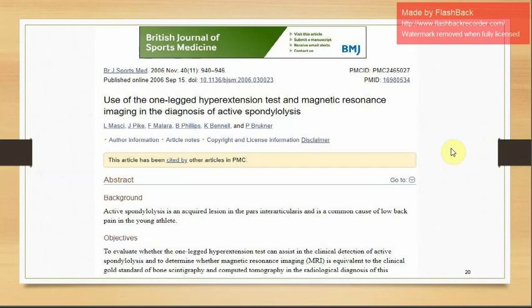So here I have given the pictures of a few good articles published in good journals. You can see here, this is the title: use of one-legged hyperextension test and MRI in the diagnosis of active spondylolysis. So you can search for these on Google and read the article.